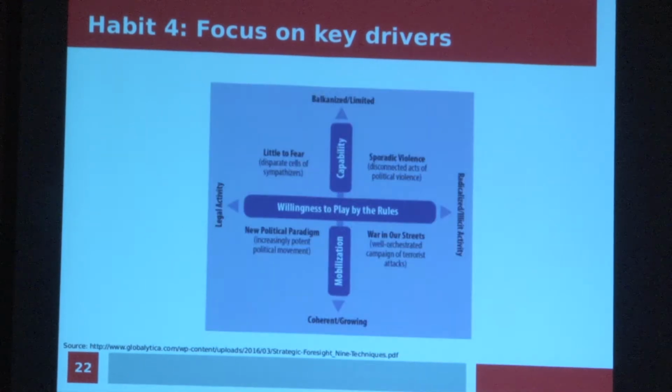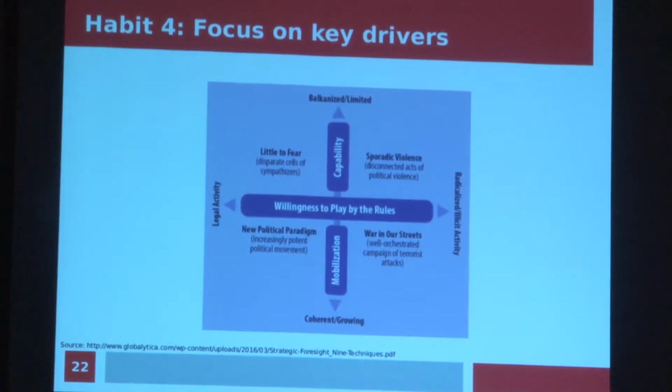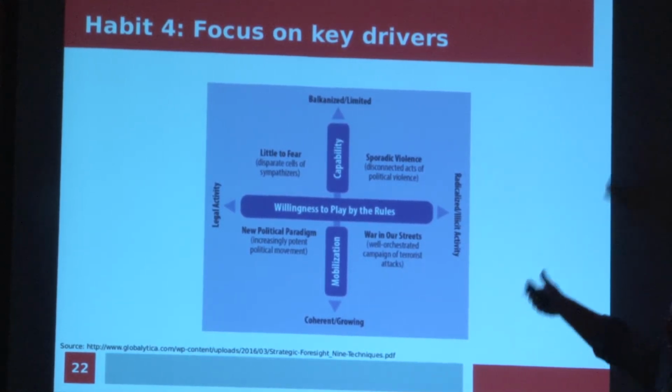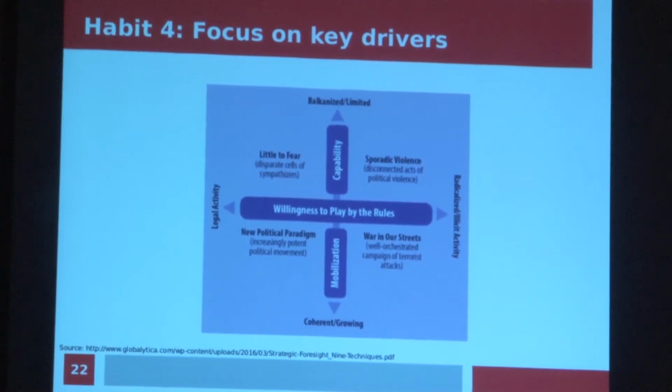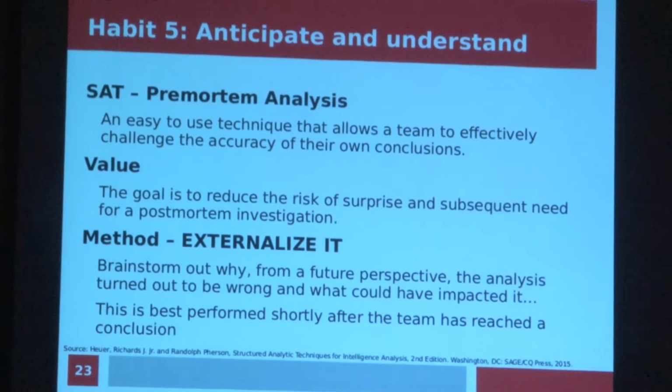Focus on key drivers. So what are the forces that are gonna influence what's happening next? This is a little graph about what's gonna happen to domestic radicalized groups within the United States, depending on what happens, right? Are they willing to play by the rules? And what's their mobilization capability, right? So if they can mobilize and they're not willing to play by the rules, then we're gonna have sporadic violence. You can look at the graph. And so anticipate and understand. I'm gonna go through that.